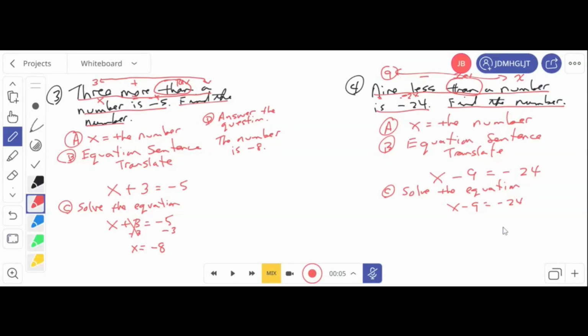Step 5 is to undo addition or subtraction. So we're subtracting 9, do the opposite and add 9. The 9's add out, we're left with x. Negative 24 plus 9 is what? Negative 15. And then finally answer the question. The number is negative 15.